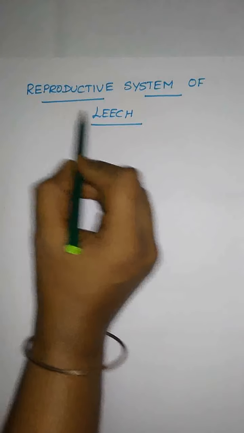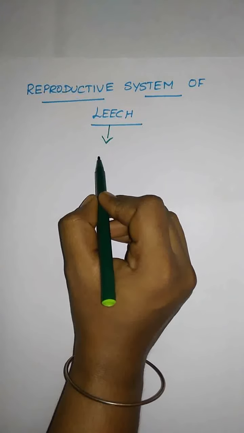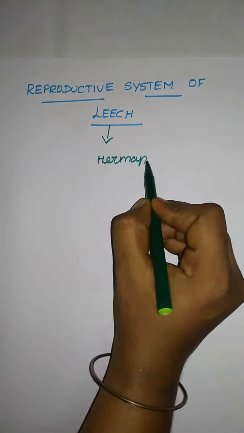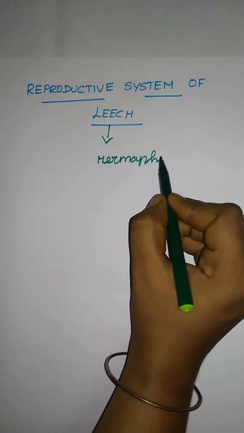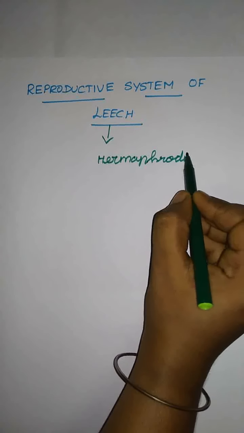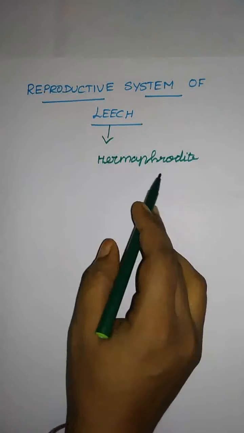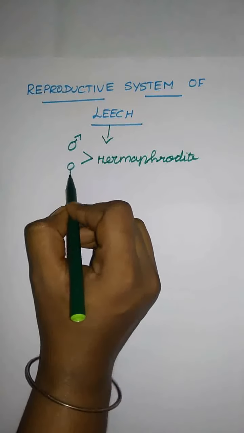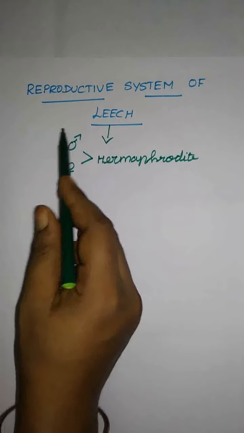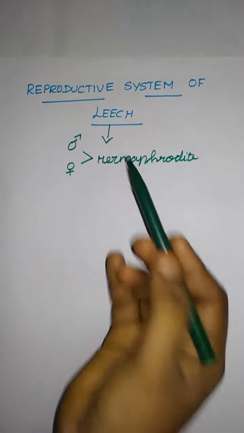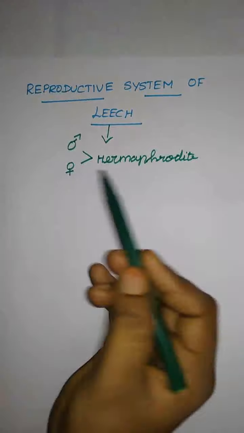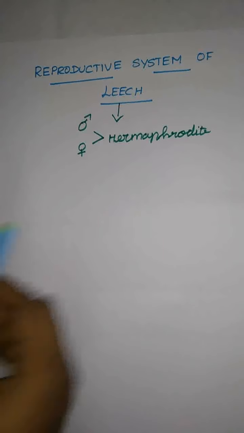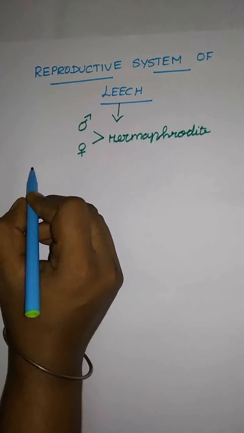First, a leech is hermaphrodite in nature. We already said that. What is the meaning of hermaphrodite? Let me recall it once again. Hermaphrodite means they have both male and female organs in the genital part of a single organism. Here the leech is hermaphrodite in nature. Okay, first we are going to see the male reproductive system.